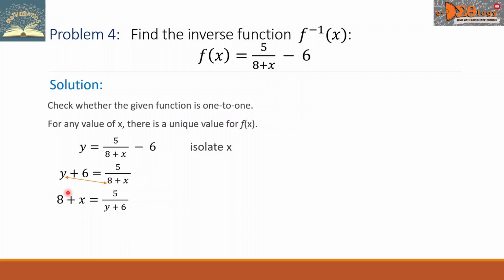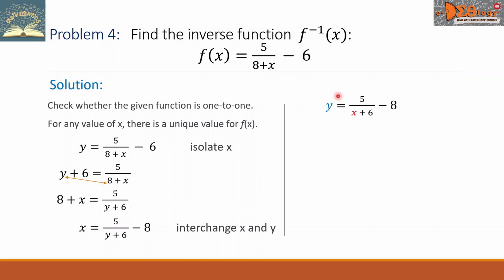Then we isolate x. This 8 we transpose to the right. So it becomes negative 8. From here we see that x is now isolated. Then we interchange x and y. This x becomes y and this y becomes x. Here it is. This is now the inverse function. But we show this y to be on the notation f inverse of x. This is now the answer.